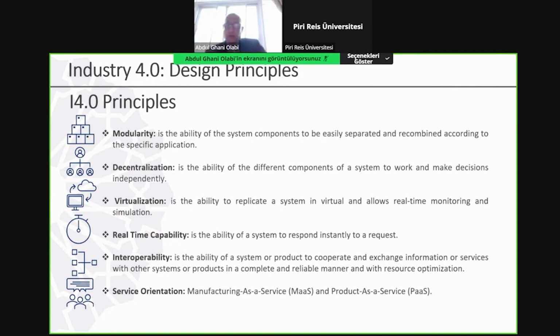Real-time capability is the ability for a system to respond instantly to a request, and we have interoperability, the ability for a system or product to cooperate and exchange information or service with other systems. So here, like connecting two systems or products in a complete and reliable manner and with resource optimization. Then we have service orientation, so manufacturing as a service and product as a service. So this is like a new concept.